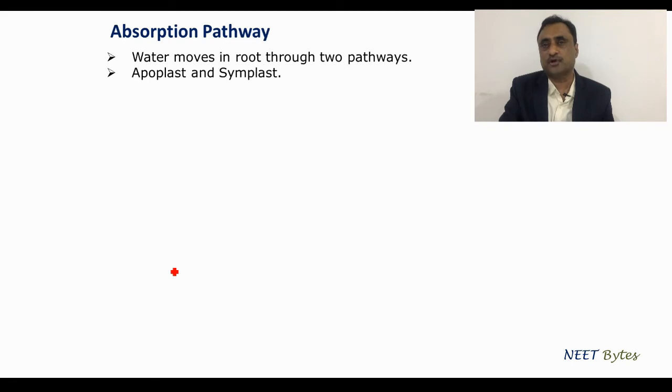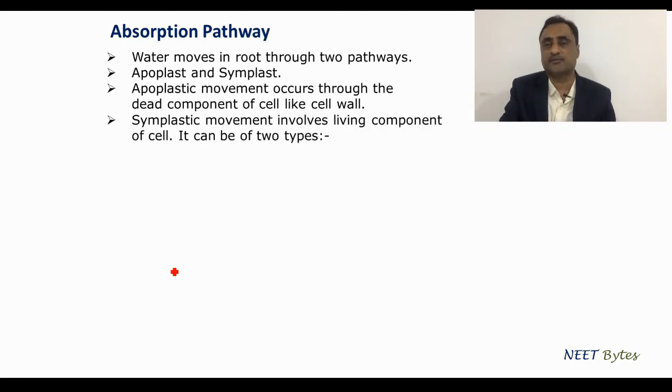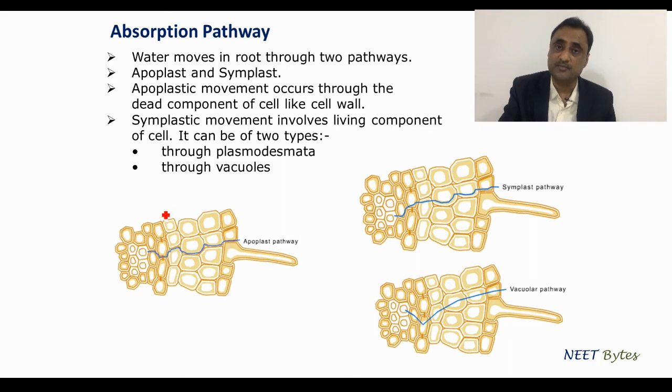Finally, let's talk about the absorptive pathway. Now we can divide the absorptive pathway into two groups, what we call apoplast and symplast. Now what is apoplast? Apoplast is a pathway that involves the dead material, and there is only one example, and that is through the cell wall. What is symplast? That is the pathway that involves the living things. So the symplastic pathway can be of two types, what we call a vacuolar pathway and a pathway involving plasmodesmata. Okay, you can see in the diagram as well.